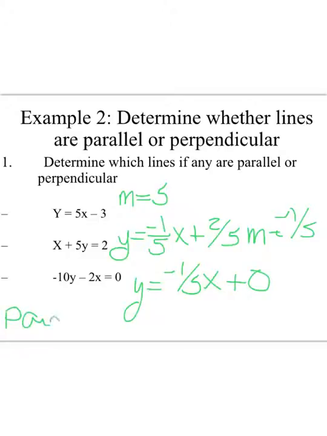Parallel lines are pretty easy to pick out. They have the same slope. So 2 and 3 are considered to be our parallel lines because they both have that negative 1/5 as the slope.